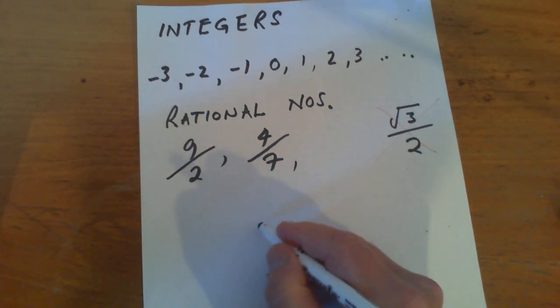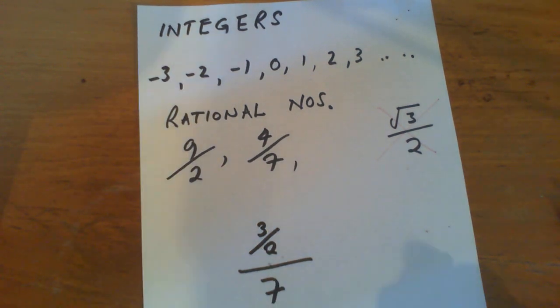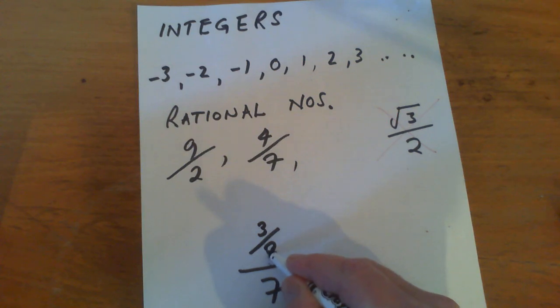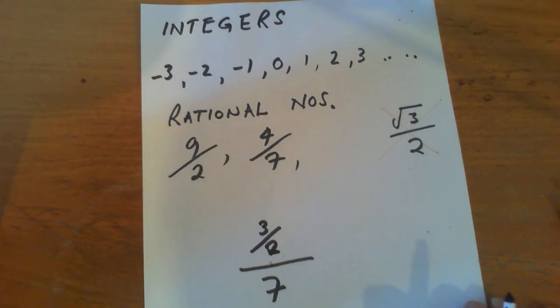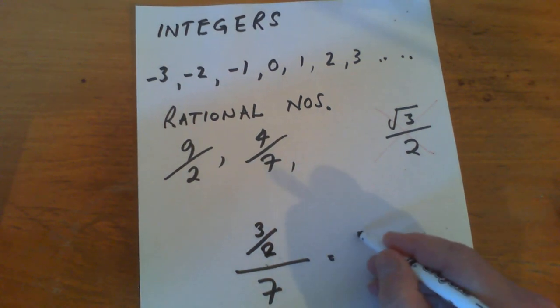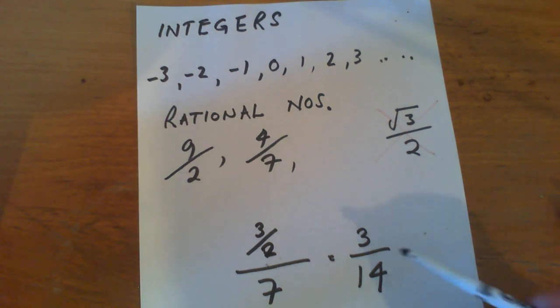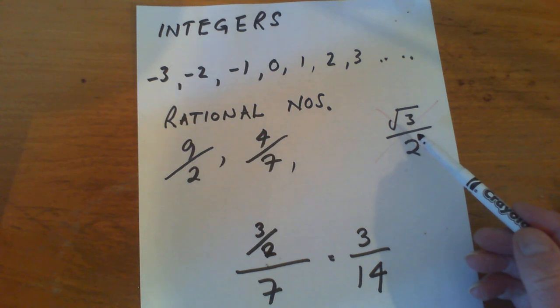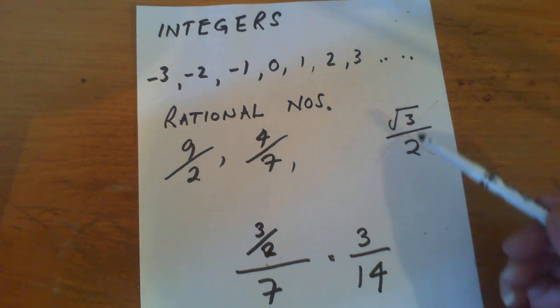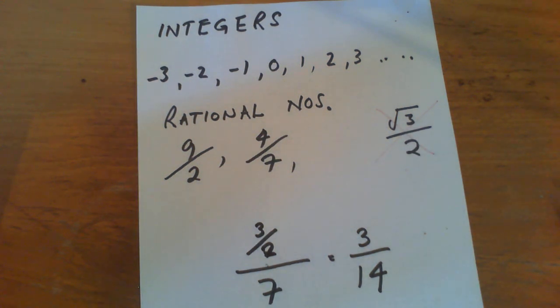There's a bit of a rider to this. If I say something like 3 over 2 over 7, at first sight that might not look like a rational number according to my definition, but I can rejig this to be 3 over 14 using methods we'll talk about later on. That is now a rational number. So although it doesn't look like a rational number, it is in fact such a thing. Whereas this, I can play around with as much as I like, but I cannot get it into the form where the numerator and the denominator are both integers. So that is not a rational number.